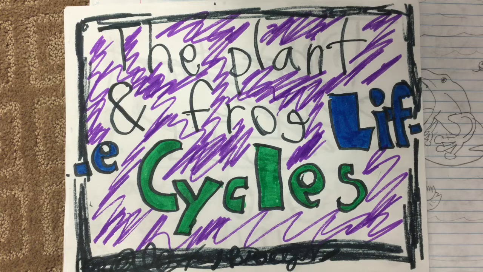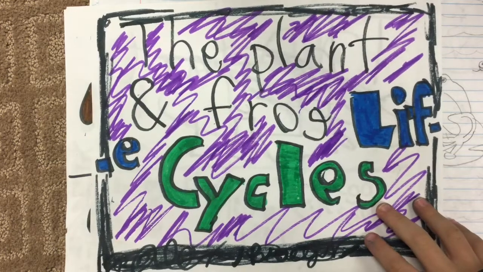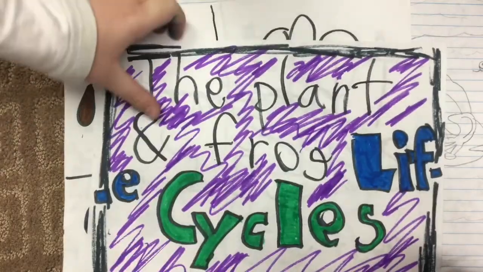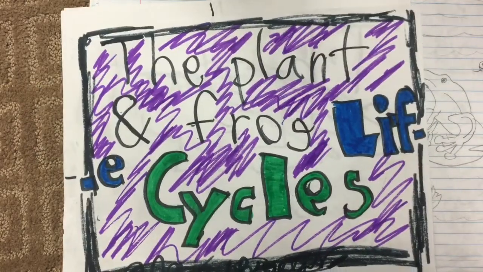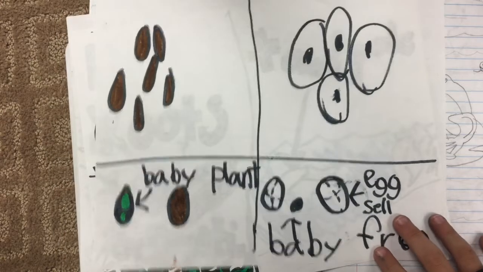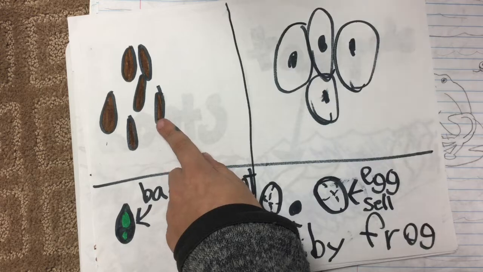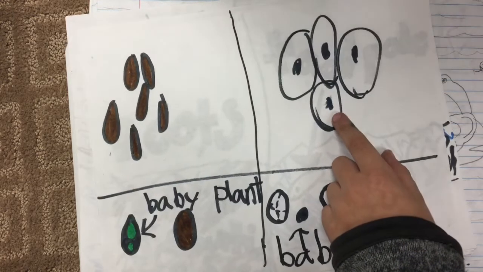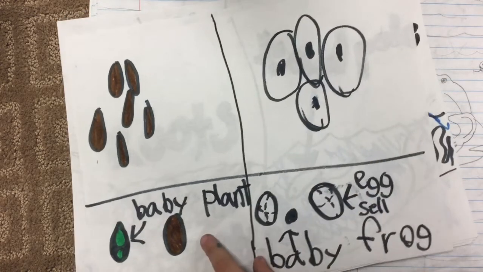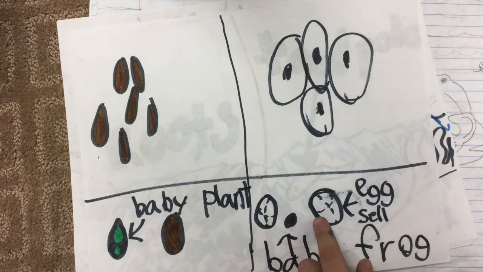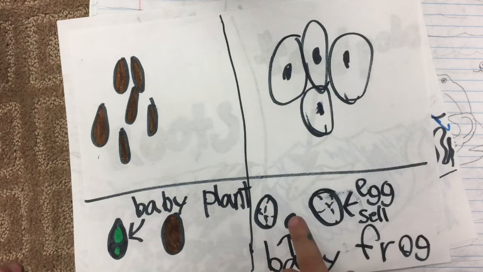So today we're talking about the plant and frog life cycle and how they are similar. So first we know it always starts out as a seed for the plant and eggs for the frog. And we know both seeds and eggs hold the plant or the baby frog.